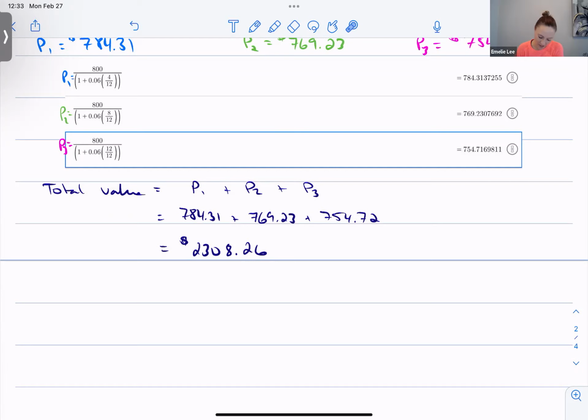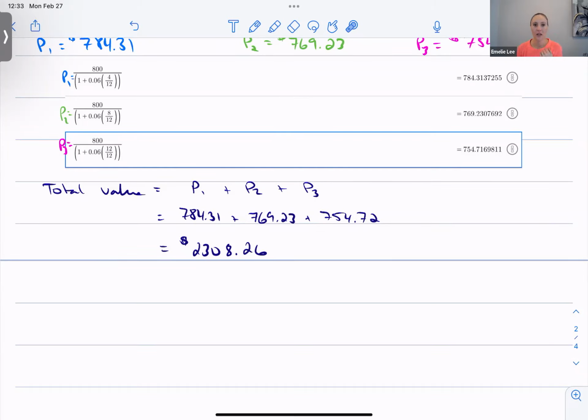If someone said, hey, if you give me $2,000 today, I'll pay you back $800 in 4, 8, 12 months from now, what would you say? Oh yeah, take my money, you got it. Because then what are you making? $308.26, right? No one would do that, but if it happens, you know what to do. Okay.